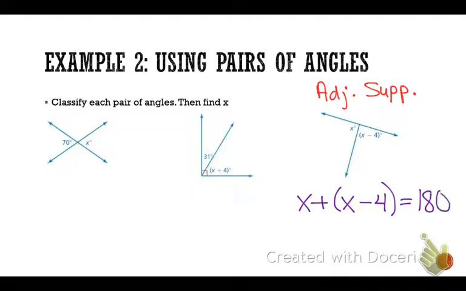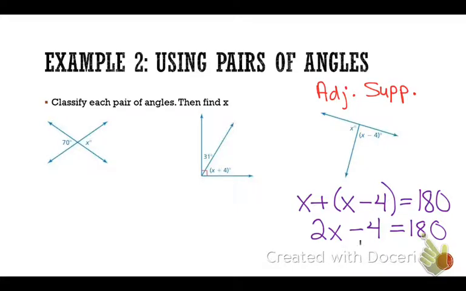180 degrees. All right, is there anything I could combine on the left side? Could I do x plus x? 2x minus 4 equals 180. All right, I want you guys to just pause here for a second and try to finish solving this equation.